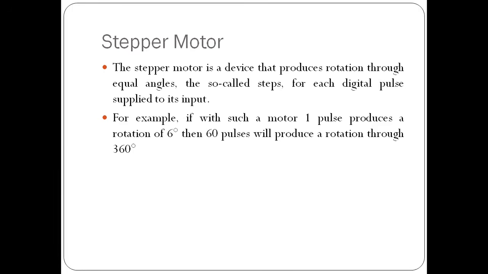the stepper motor. If I want the stepper motor to complete one revolution, that is 360 degrees, how many pulses do I have to give? 60 pulses, because for one pulse, the digital input I'm referring to, it moves 6 degrees. Then for 60 pulses, it will rotate through 360 degrees. So a stepper motor is nothing but a device that produces rotation through equal angles, that is the step angle, for each digital pulse supplied to its input.